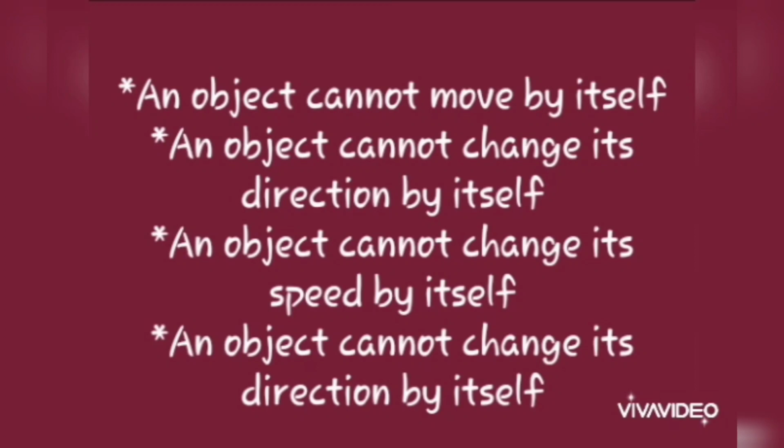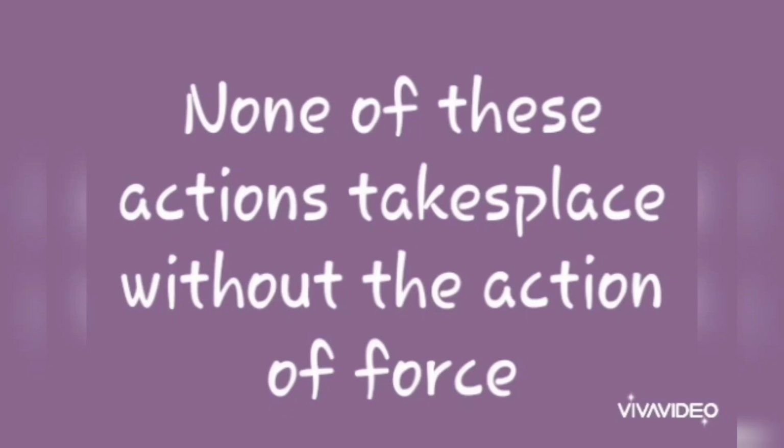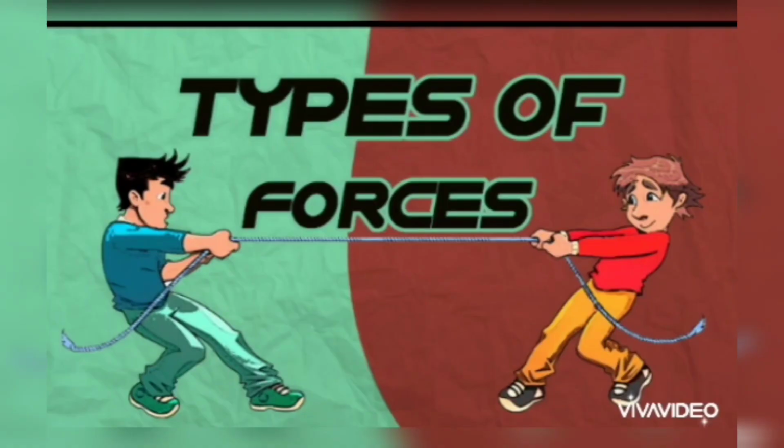So we can understand that an object cannot move by itself, an object cannot change its speed by itself, an object cannot change its direction by itself, and an object cannot change its shape by itself. Thus, it is important to remember that none of these actions will take place without the action of force. Hope you are clear. Then we move on to the next topic, that is the types of forces.